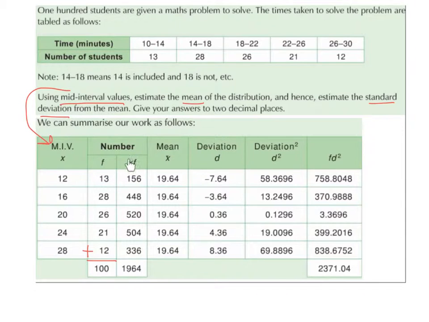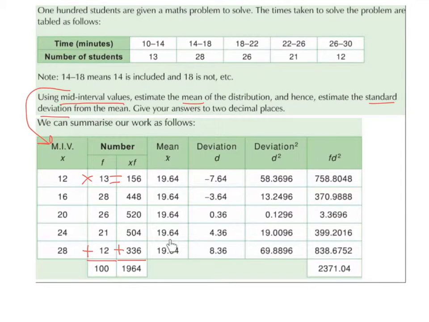Then we have to work out xf. Since the x and the f are stuck together, it means we multiply them. So we're going to do 12 multiplied by 13, which will give us 156. 16 times 28 equals 448. 20 times 26 equals 522. 24 times 21 equals 504. And 28 times 12 equals 336. Then we're going to add these up, and we end up with 1964.